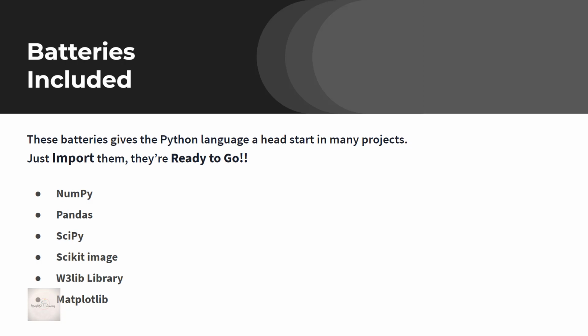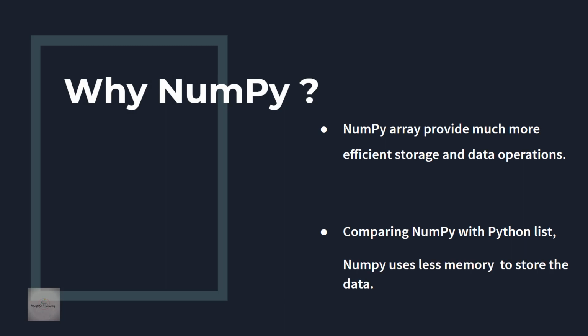NumPy provides an efficient interface to store and operate on dense data buffers, so you can efficiently use it for statistical analysis. In one way, NumPy arrays are like Python's built-in list type. But NumPy arrays provide much more efficient storage and data operations, especially when the arrays are of very large size. And when you compare NumPy with the Python list, NumPy uses much less memory to store the data.